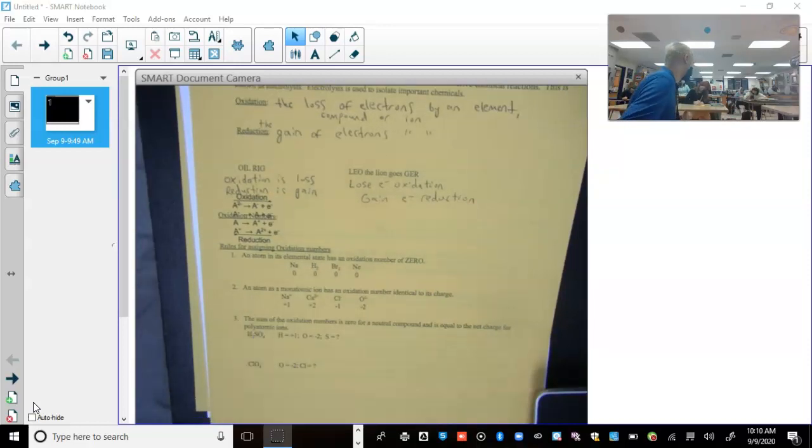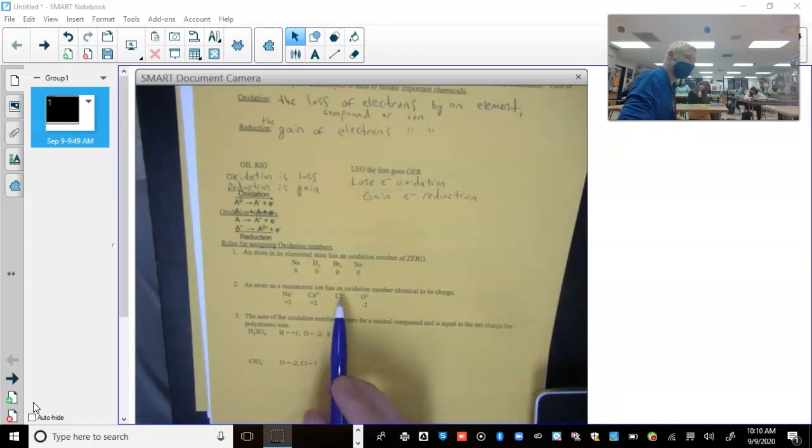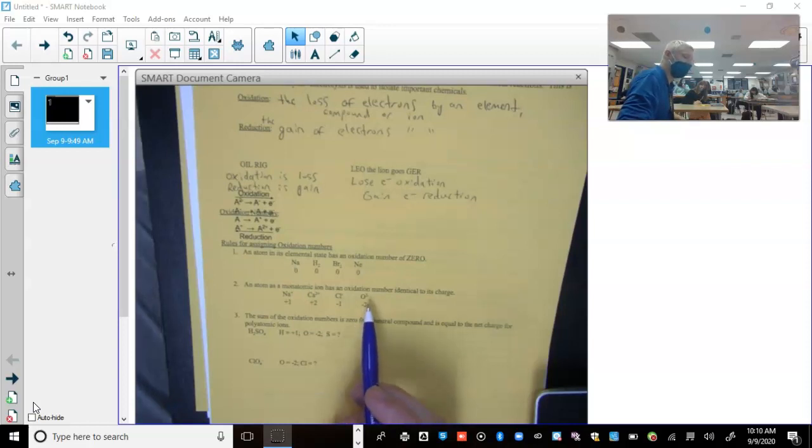But then if you have an ion, the oxidation state is the charge of that ion. So like sodium ion is going to be a +1. Calcium and anything in column 2 on the periodic table is going to be 2+. Chlorine, halogens are -1 when they're not in a diatomic element, and oxygen, sulfur is -2.